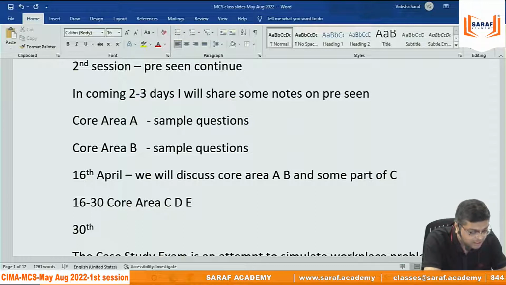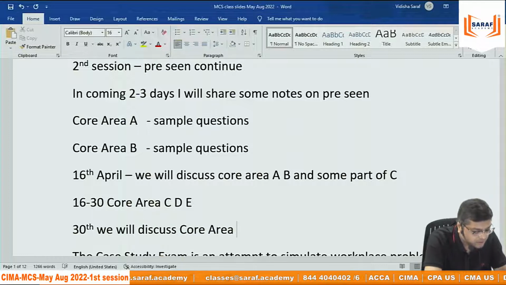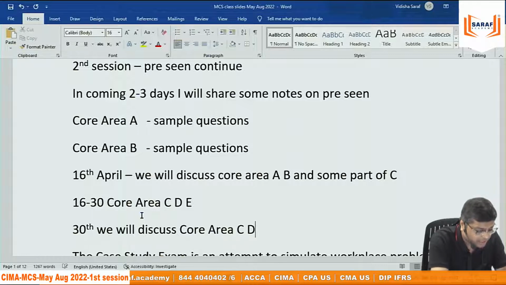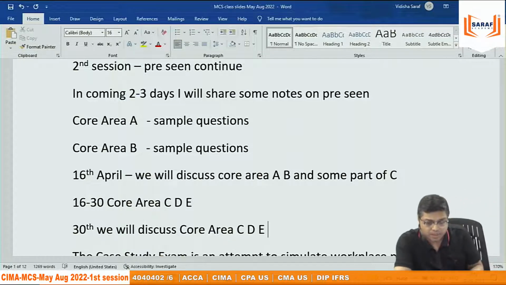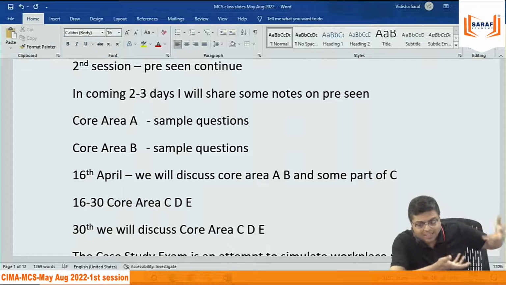Suppose on 30th, we will discuss core area C, D and E. That means by the end of 30th April, in your management case study, there are 5 core areas, core area A, B, C, D, E. We will finish off discussing core area A, B, C, D, E. And you will also have some understanding, some knowledge relating to these areas.